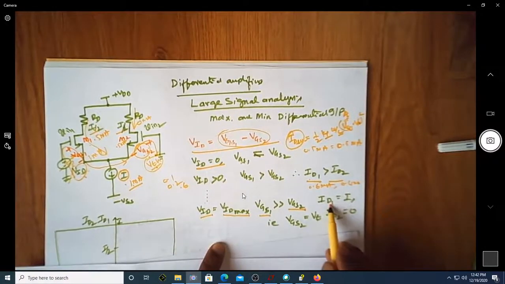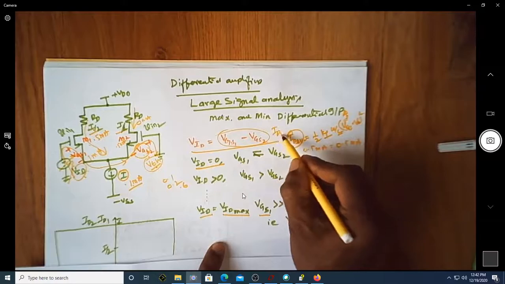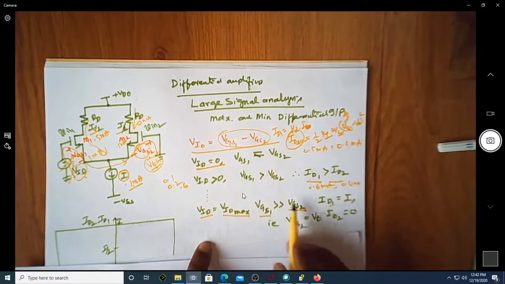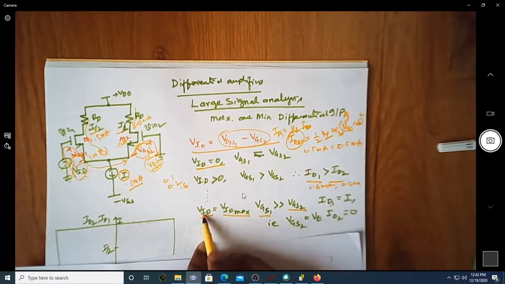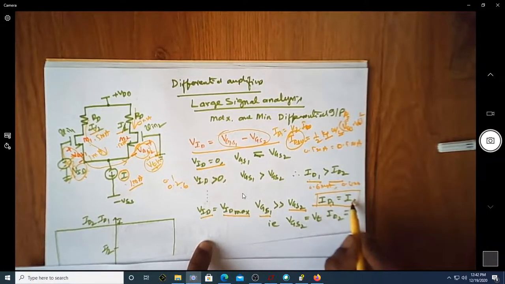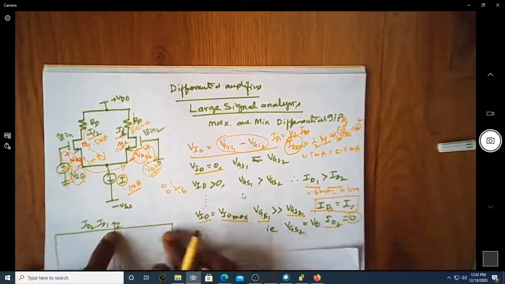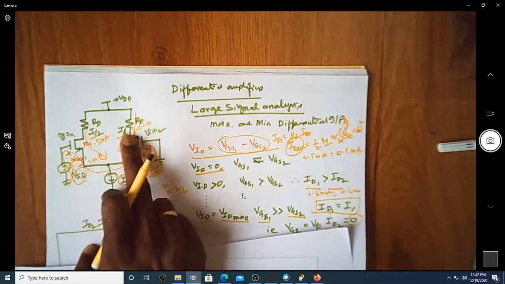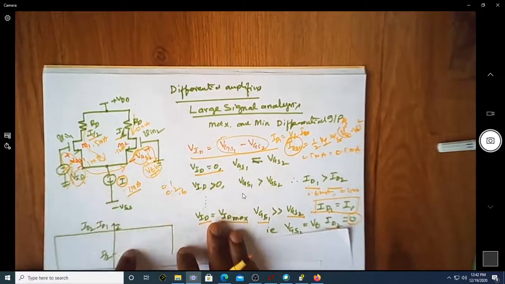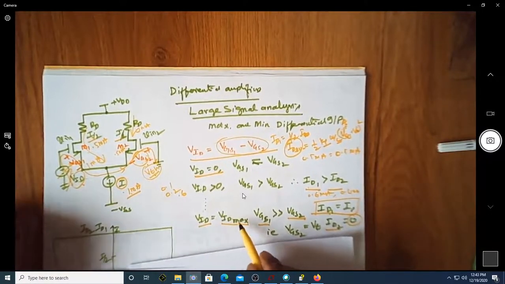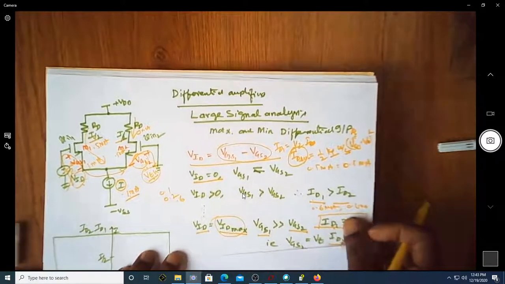You can see here ID1, which was half of I when VID was 0. When VID is equal to VID max, I will end up with ID1 equal to the complete I flowing through this, but ID2 will become 0. So the entire tail current is steered towards MOSFET 1, and the MOSFET 2 current will be totally 0. This is the ultimate condition that will happen if VID is much greater, and it becomes equal to VID max.